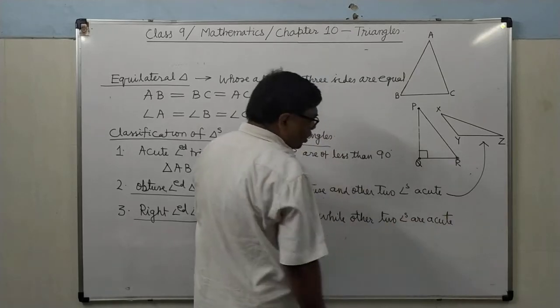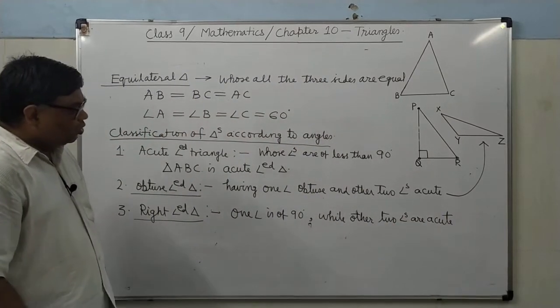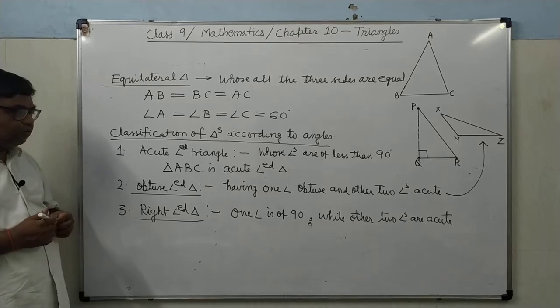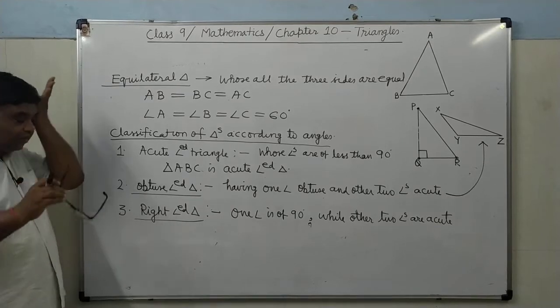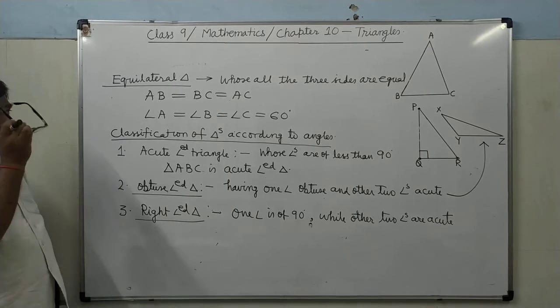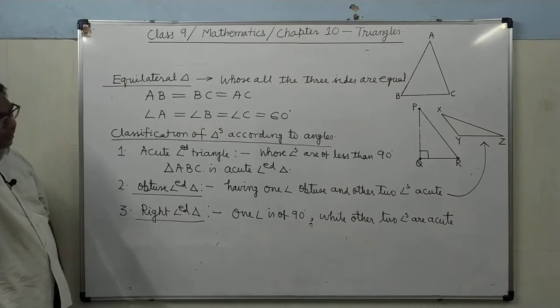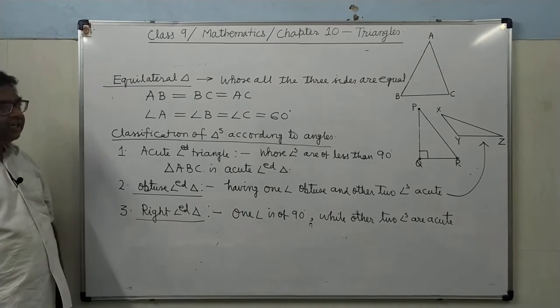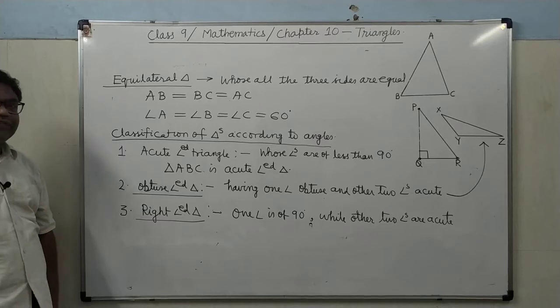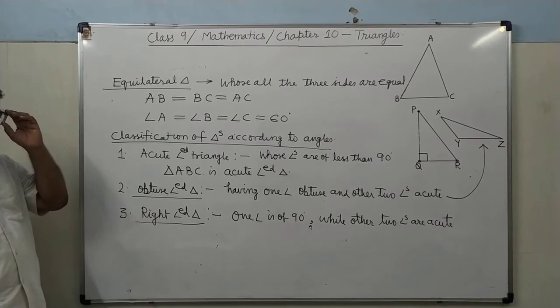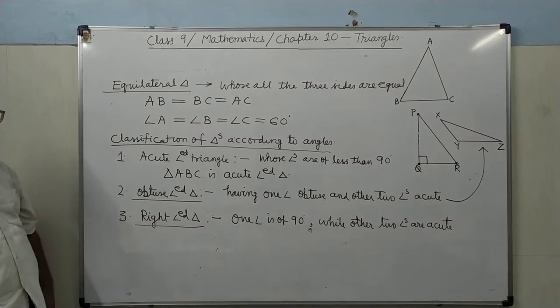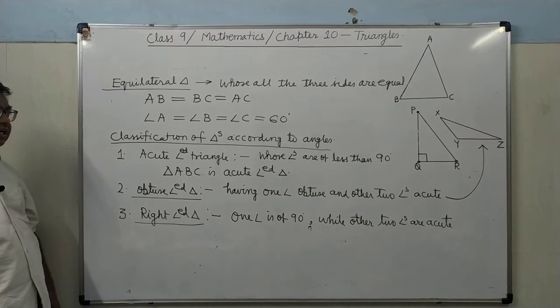The other two angles are acute. So that triangle is said to be a right angle triangle. For example, in triangle PQR, which angle is the right angle? Which angle is 90 degrees? Angle Q is 90 degrees, while angle P and angle R are acute angles. They are less than 90 degrees.